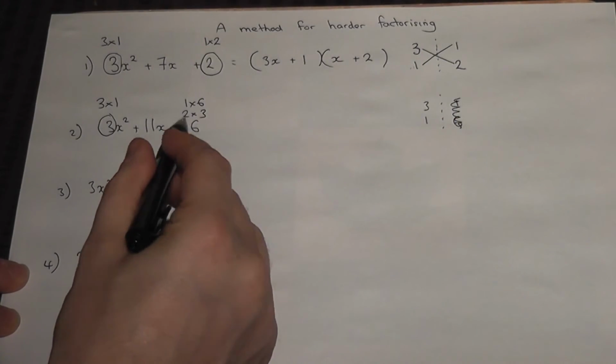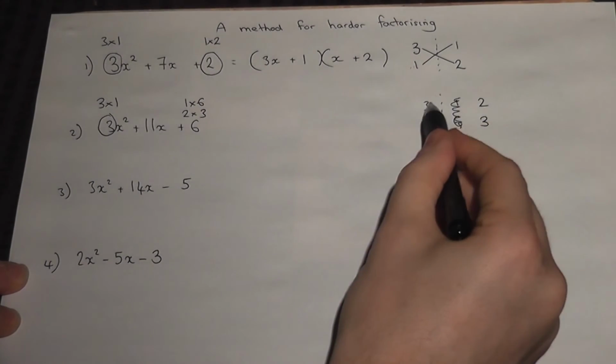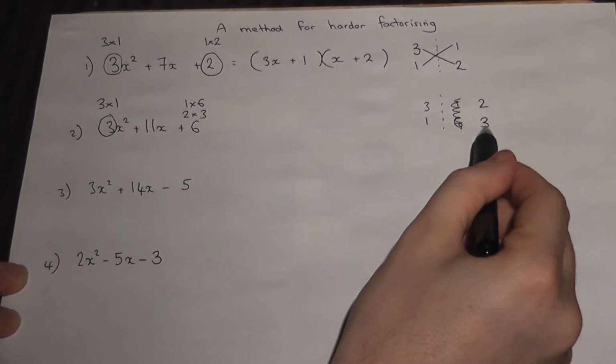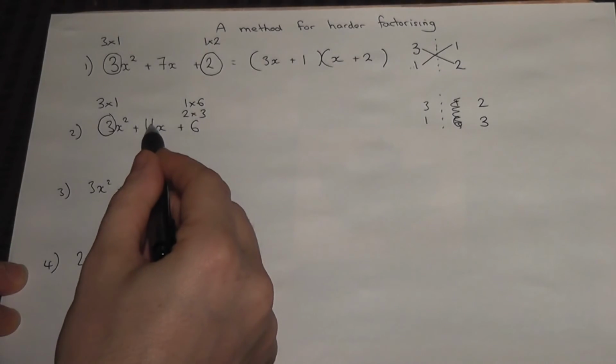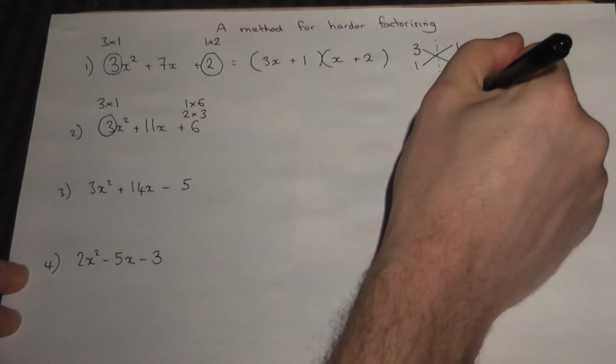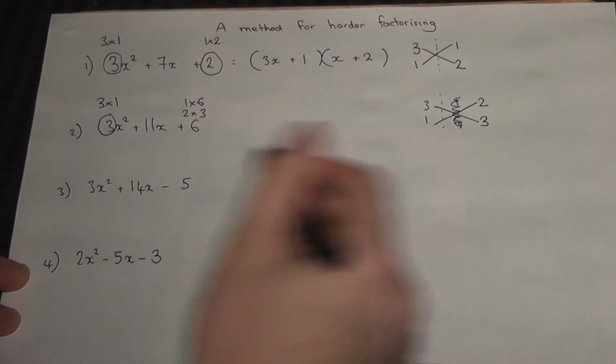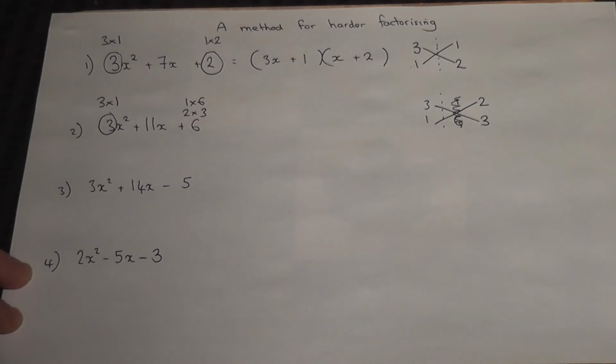But I can then try 2 and 3 instead. 3 times 2 is 6, 1 times 3 is 3, 6 plus 3 is 9, no. But 3 times 3 is 9, 1 times 2 is 2, 9 plus 2 is 11. So we've found again the correct configuration.